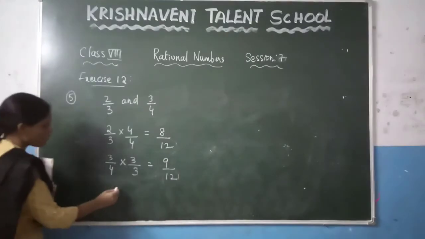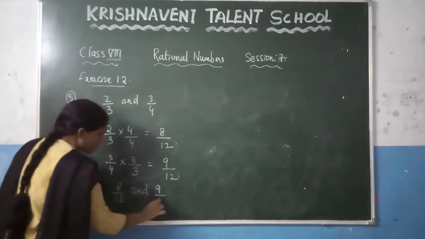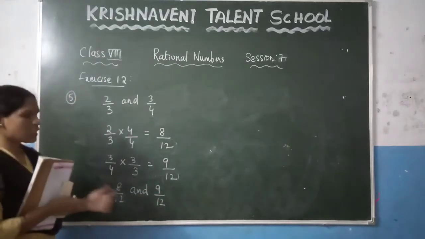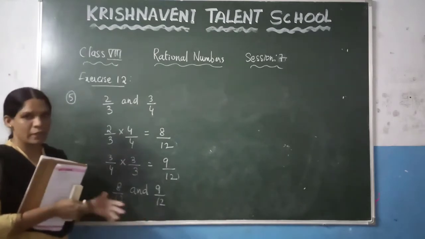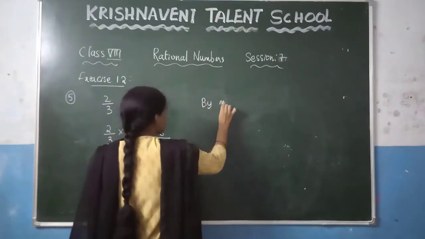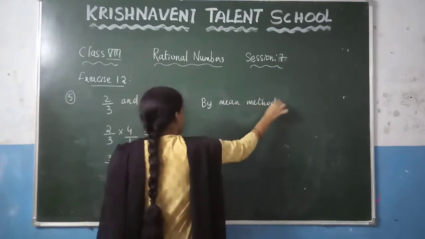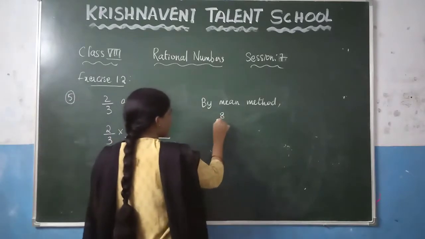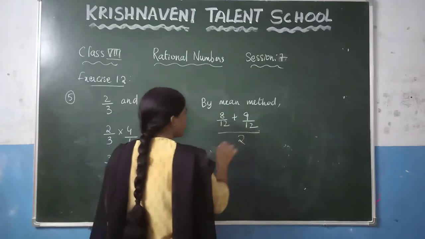So what are the numbers we got here? 8 by 12 and 9 by 12. In between these two numbers, now you need to find one number. By using the mean method, you can easily find the number that lies between 8 by 12 and 9 by 12. What is the middle value that lies between 8 by 12 and 9 by 12? You just have to take the average of these two numbers, divided by 2.